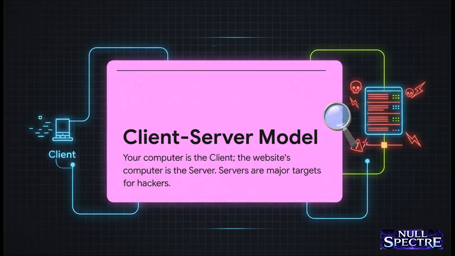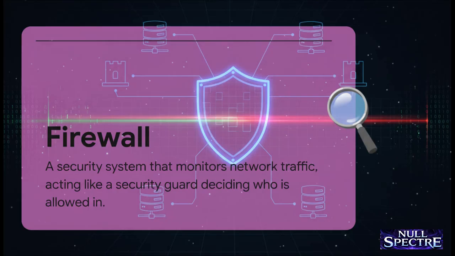And because these servers hold so much valuable data for millions of people, you can bet they are massive targets for hackers. So to protect those servers, one of the most important first lines of defense is something called a firewall. Just think of it like a digital security guard standing at the front door of the network. It inspects every single piece of data trying to get in or out, and based on a strict set of rules, it decides whether to let it pass or block it. It is an absolutely essential piece of the security puzzle.